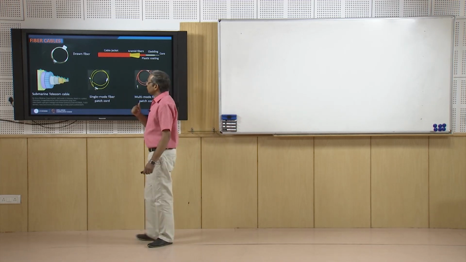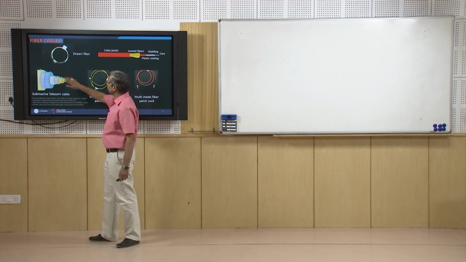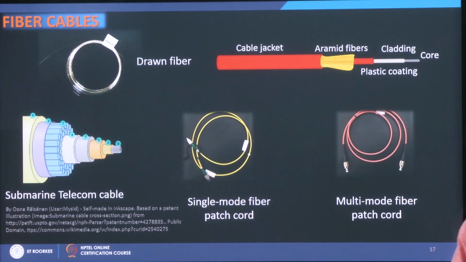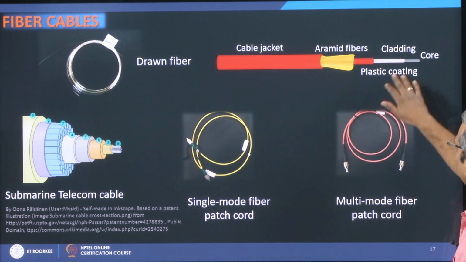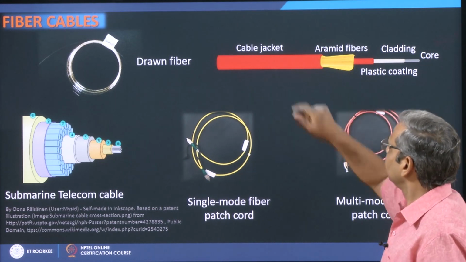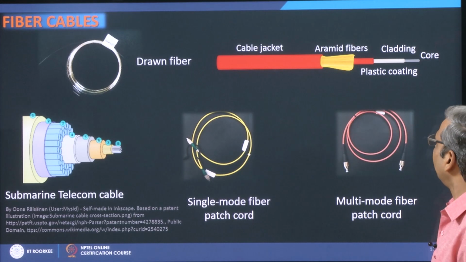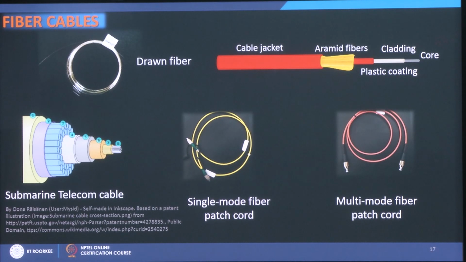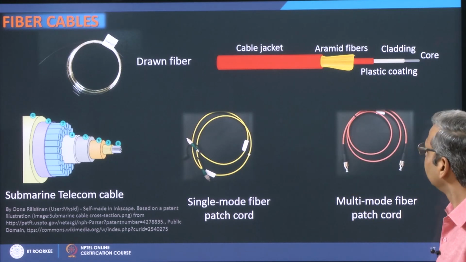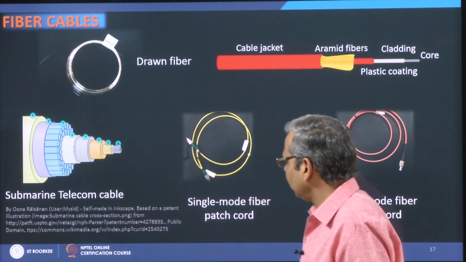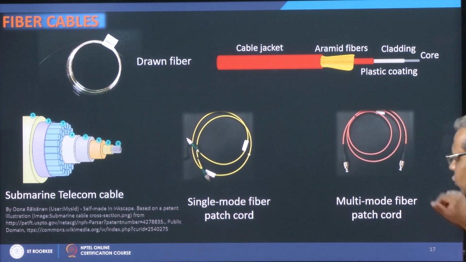So when fiber comes out of the draw tower, it looks like this, which has got a core, cladding and acrylic coating. Then it can be put in the form of cables. So this is the fiber, then you put a jacket onto this fiber, and in between you put some cushioning using aramid fibers. Popularly known material of this is Kevlar. Using this you can now either make submarine, telecom cable, or you can make patch cords.